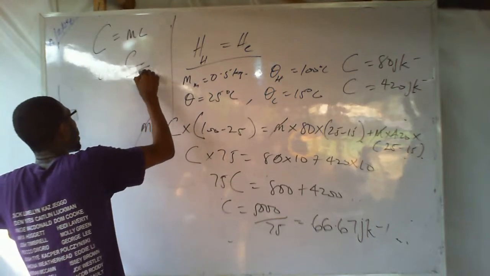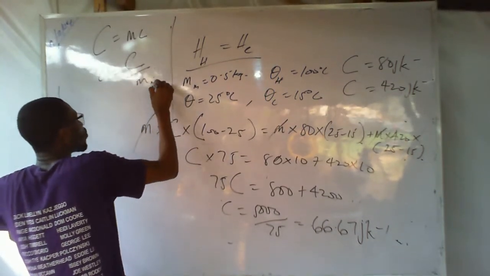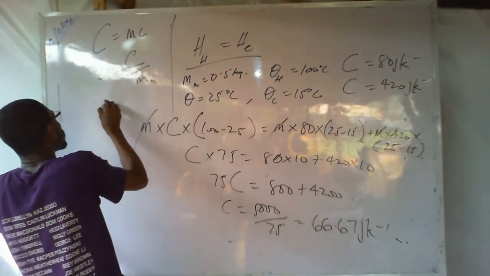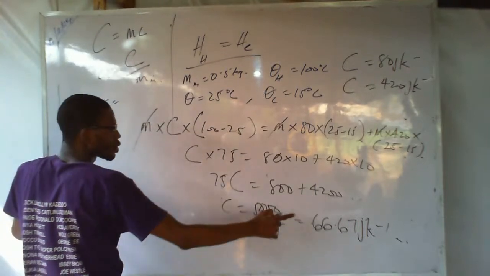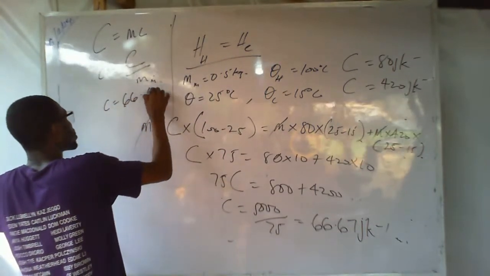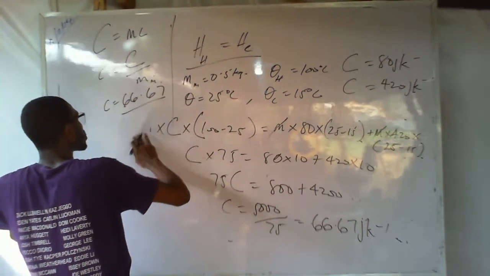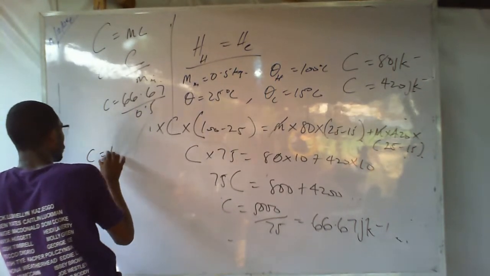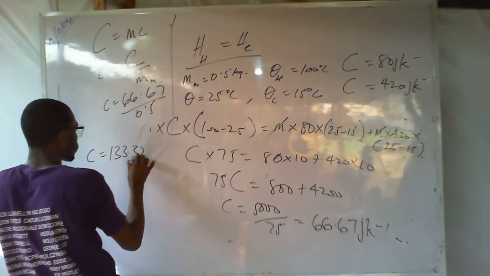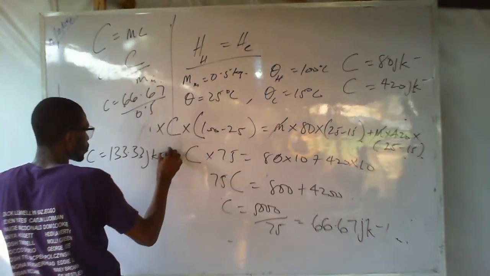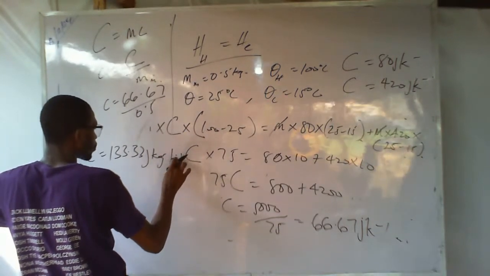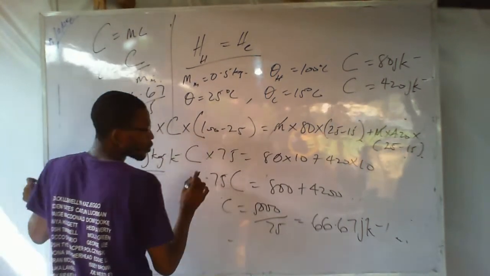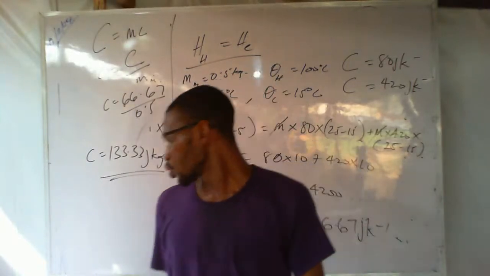So my C will now be capital letter C over M, which is the mass of the metal. So that would be small letter C equal what? 66.67 divided by 0.5. What do you get? That's what you're supposed to get.